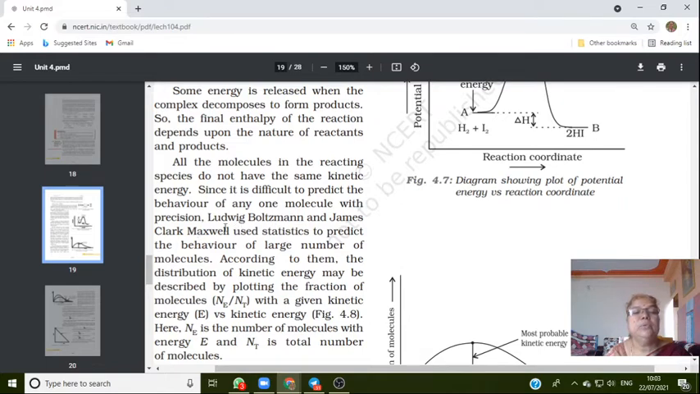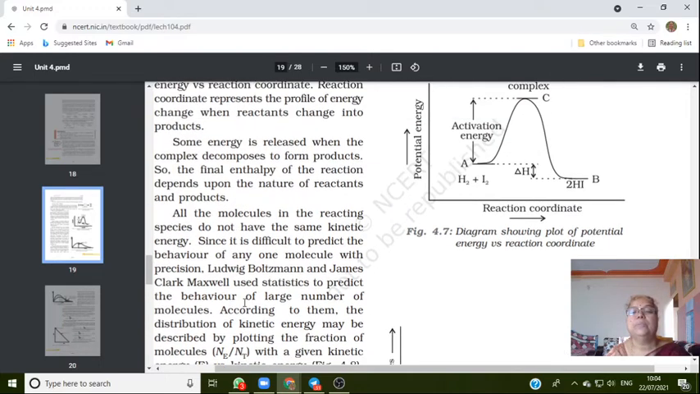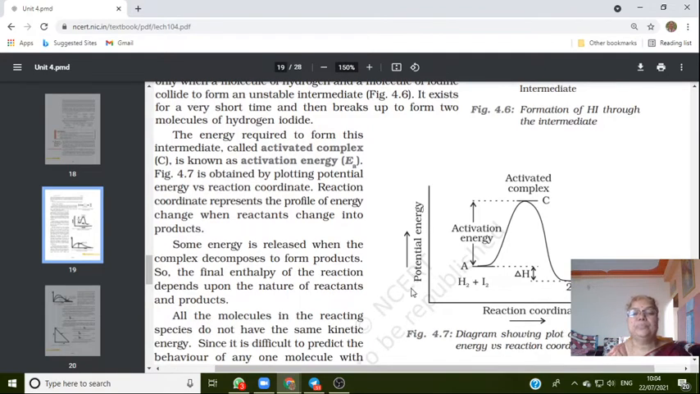Then Ludwig Boltzmann and James Clerk Maxwell used statistics to predict the behavior of a large number of molecules, and according to them, the distribution of kinetic energy may be described by plotting the fraction of molecules, that means Ne by Nt, with the given kinetic energy versus kinetic energy, and here Nt is the total number of molecules.